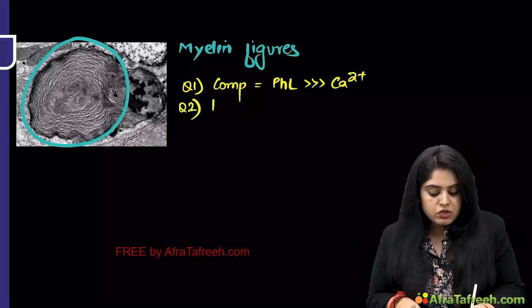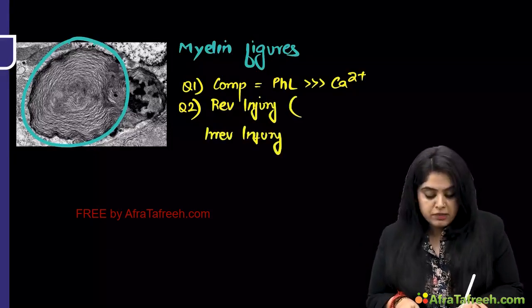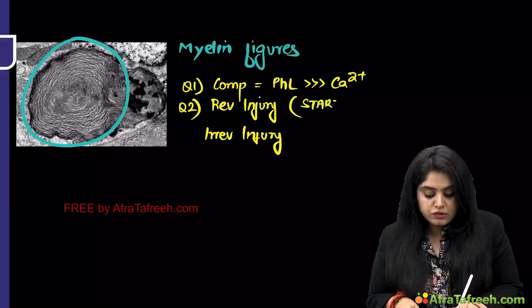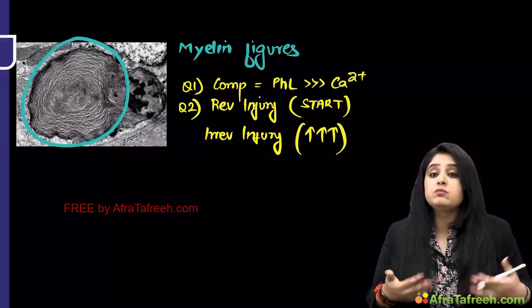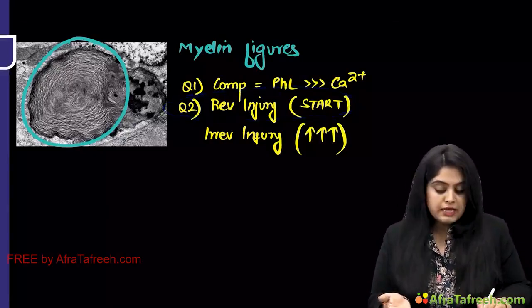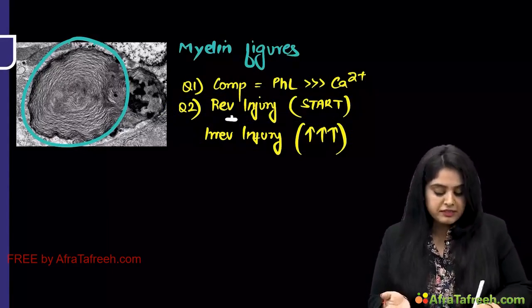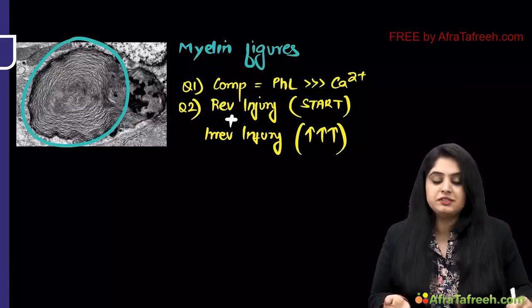Question number 2, which injury do you see it in? You see it in reversible injury also, and you see it in irreversible cell injury also. But please note, in reversible injury, this process is just going to start, whereas in irreversible cell injury, this process is going to be much, much enhanced. So if there are 5 myelin figures in reversible cell injury, there will be 50 or 100 myelin figures in irreversible cell injury. So basically, this is seen as a part of both cell injuries.